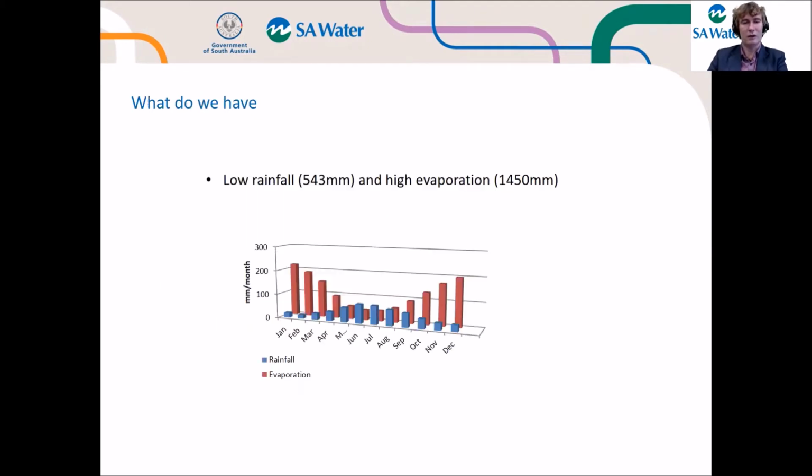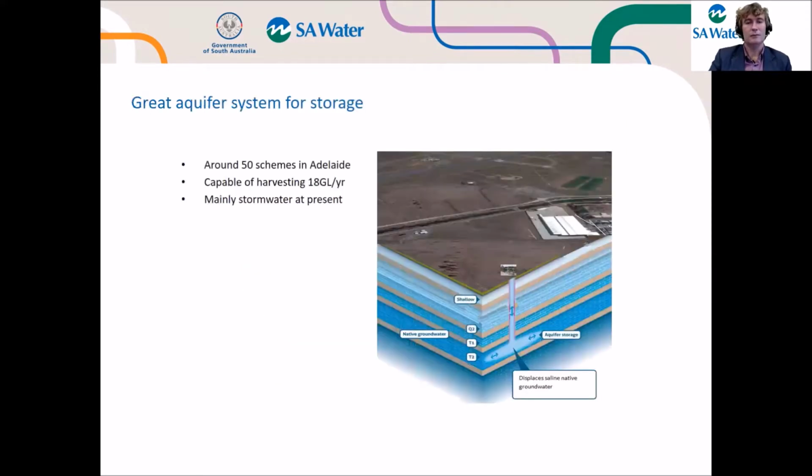So what do we have in Adelaide? We have fairly low rainfall, the majority of which falls in the winter months and a little bit in spring, and we have fairly high evaporation. The two do not coincide. So we've got plenty of water when our evaporation rate is low, and not much natural water when it's high. Hence the requirement to store the winter water if we want to use it in summer. What we also have in Adelaide is a great aquifer storage system. We have great aquifers within Adelaide.